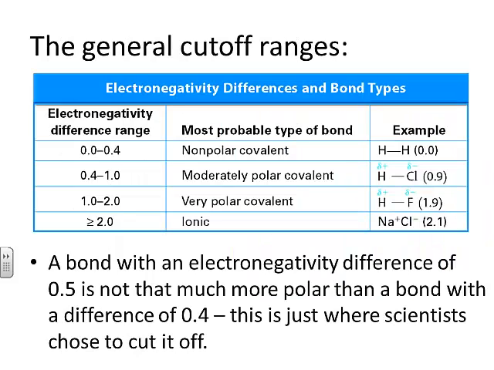So a bond with an electronegativity difference of 0.5 really is not that much different. It's not that much more polar than a bond with a difference of only 0.4. But we had to have a place to cut it off. We like to be able to categorize things. So they made the cutoff value be 0.4 for the difference. So there's not really that big of a difference just because something with a difference of 0.4 is still classified as essentially nonpolar, and something with a difference of 0.5 and above is either polar, very polar, or ionic. They just have cutoff values that help us to classify them, to categorize them into these different ranges.